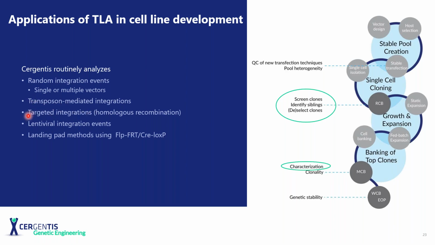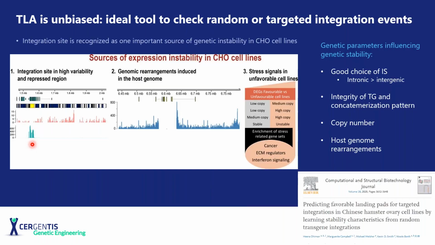And here we see that there is a shift from the random approach towards more focus on targeted integration using landing pad methods. This is an interesting shift because it seems that companies have the need to have more control over the genomic location of the transgene. And this happens because the integration site seems to have a very strong effect on the genetic stability of the line. That's one of the conclusions of this recent paper published last year in November.